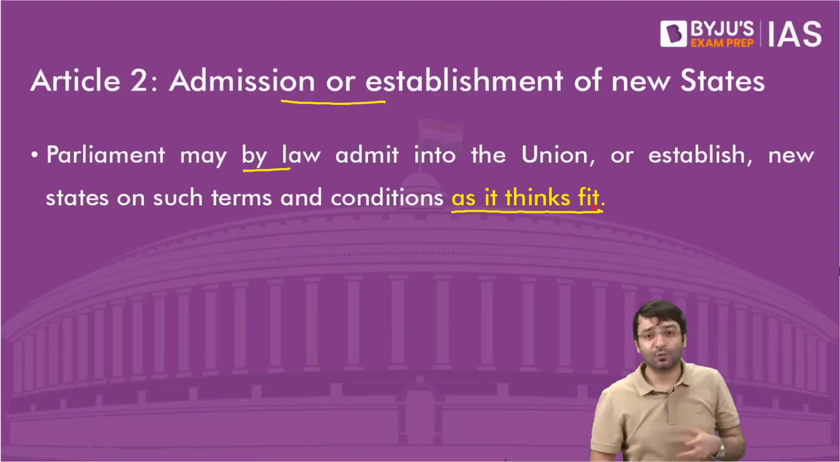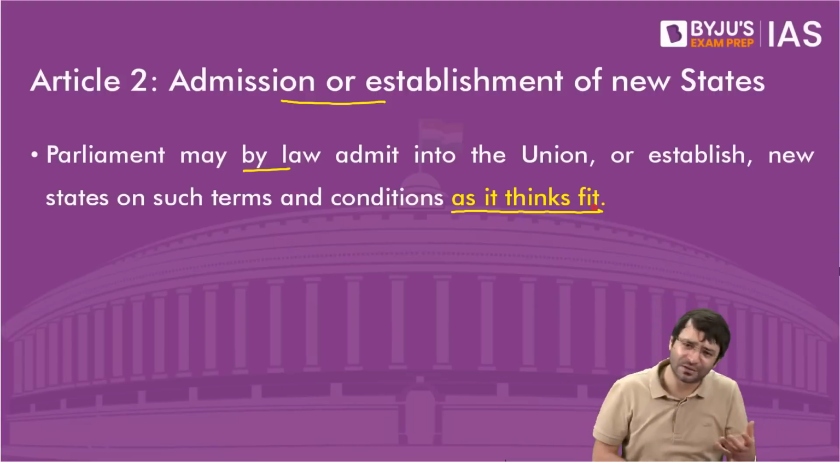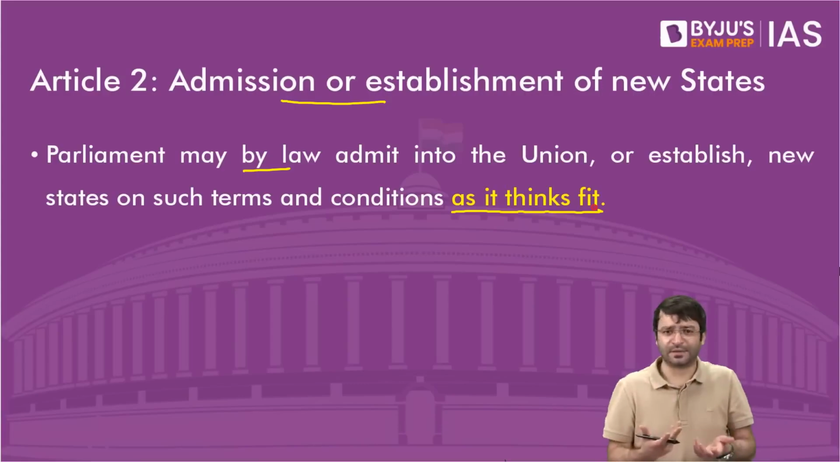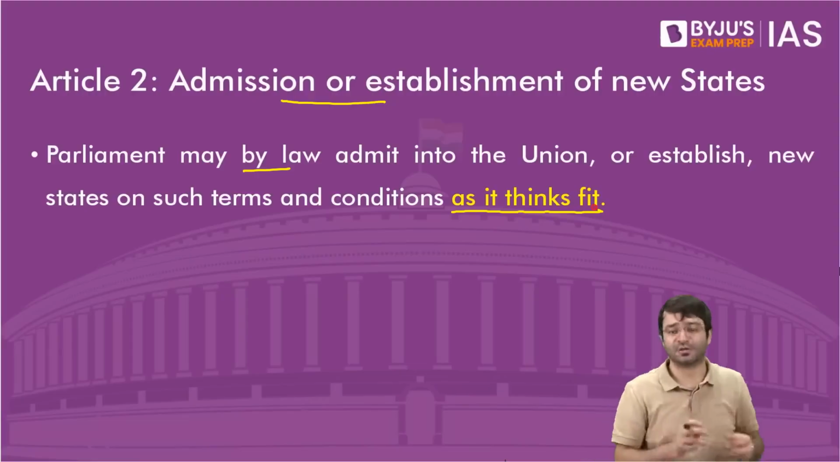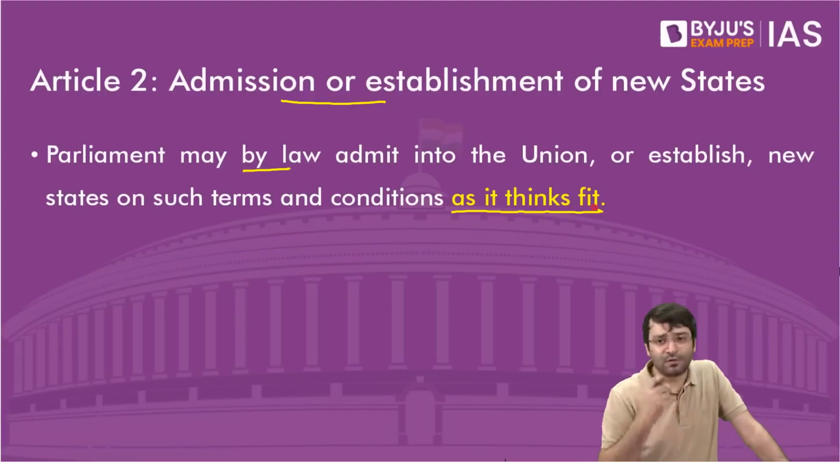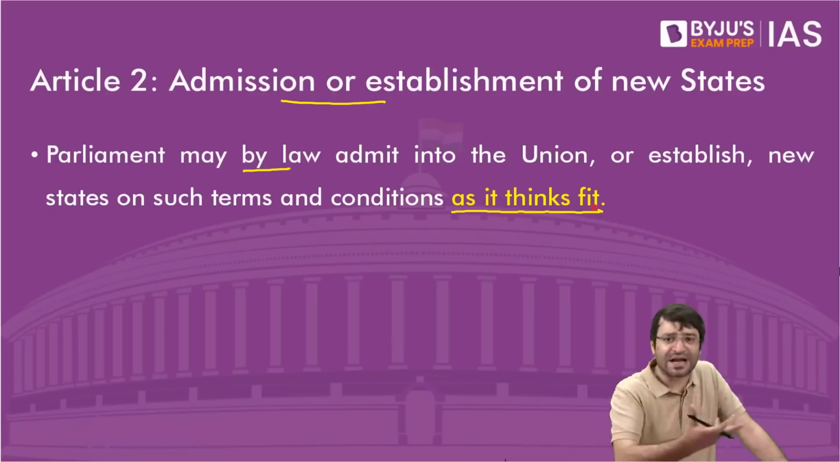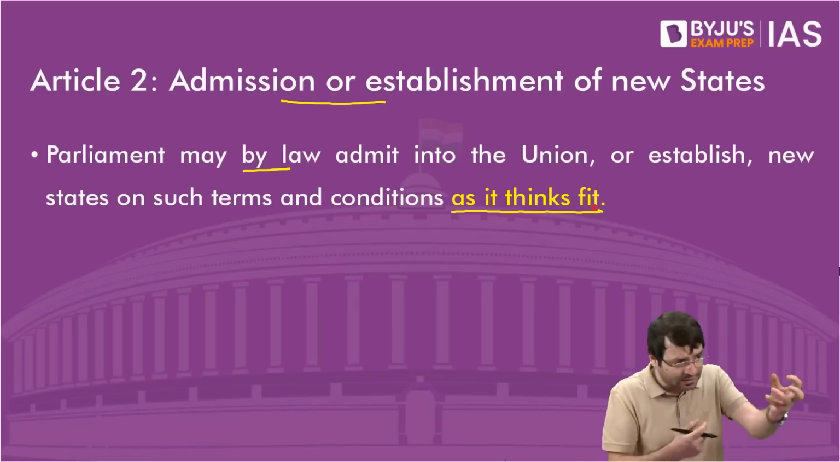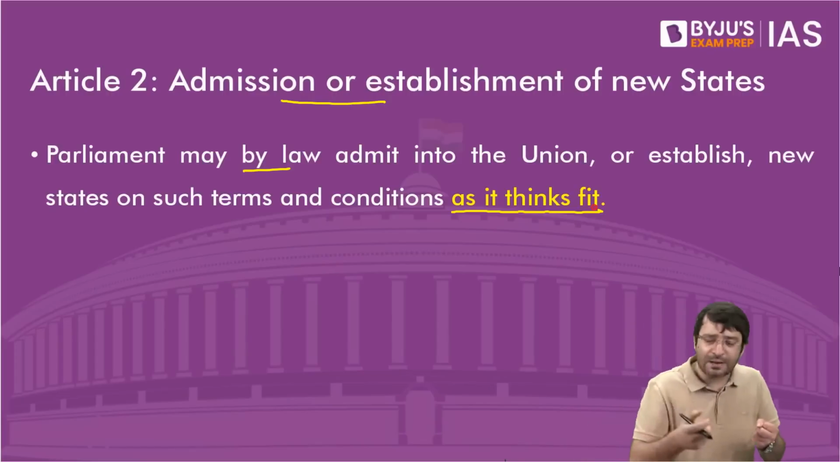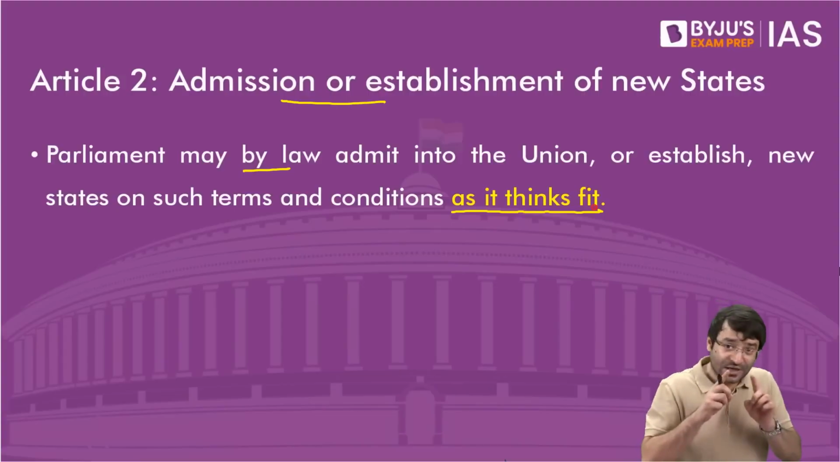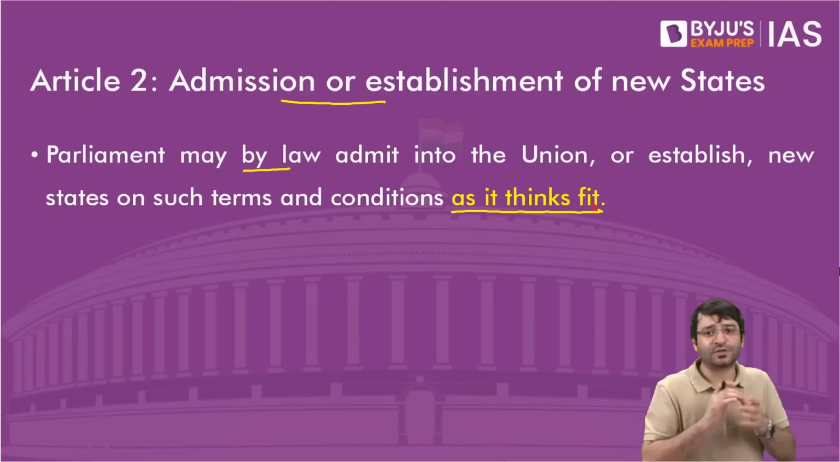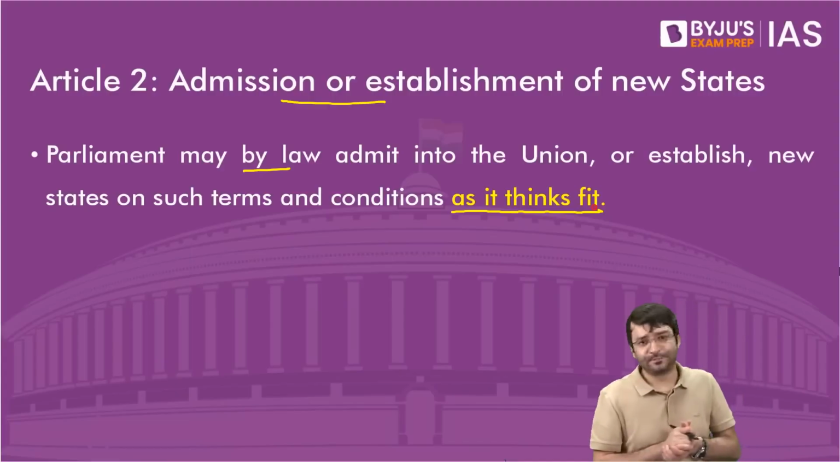Parliament may. What can Parliament do? Parliament can pass a law, because that's the job of the Parliament. That's the basic job of the Parliament, to legislate, to make laws. Parliament may, by law, enact a law, and through this law, it can admit into India or establish new states, but on such terms and conditions as it thinks fit.